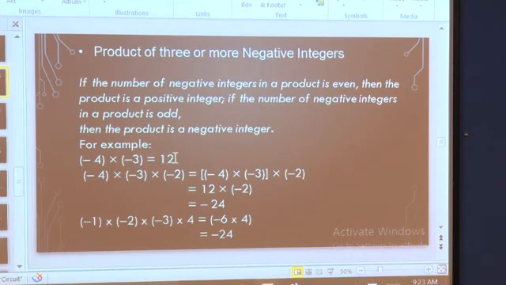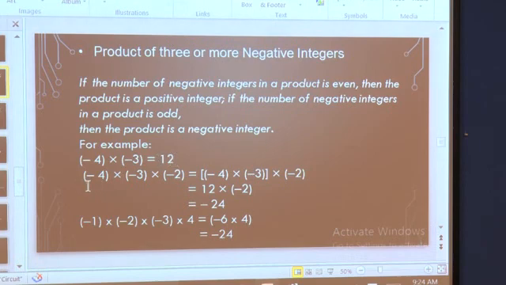How did you get 12? It's very easy, I will explain. 4 3s are 12. I told you that when it is an even number of times, we get a positive integer. So we got a positive integer.